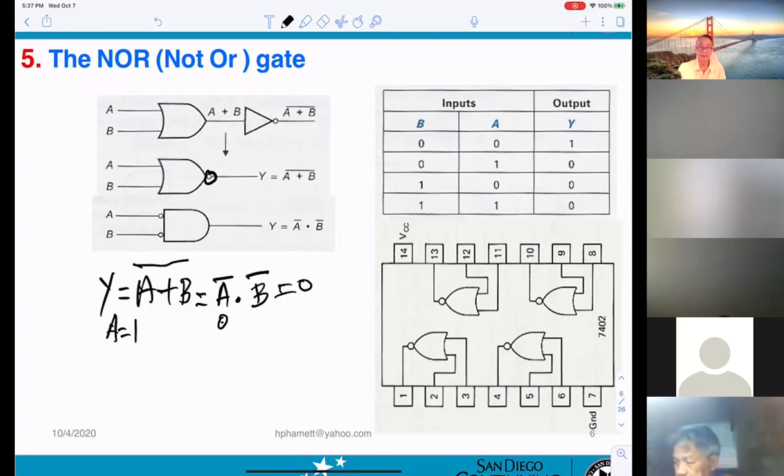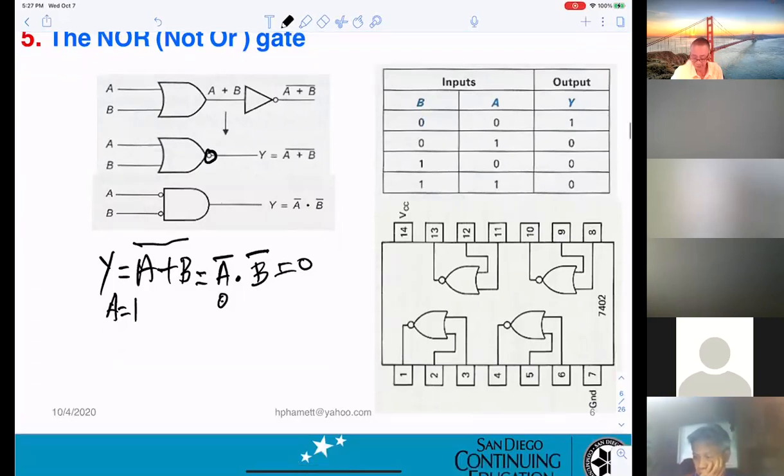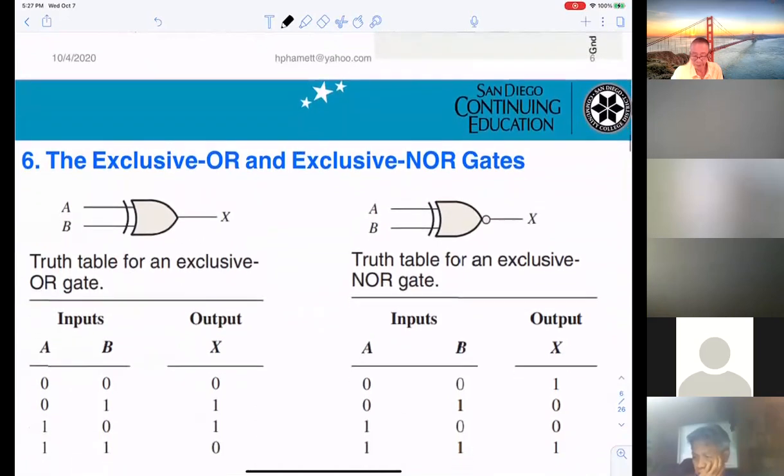That's what you must remember. When you get the NOR gate, if I give you input 1, then you have to say right away, output must be 0. I don't care about the other input for the circuitry. Okay?